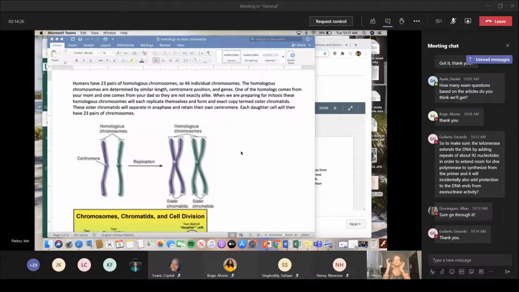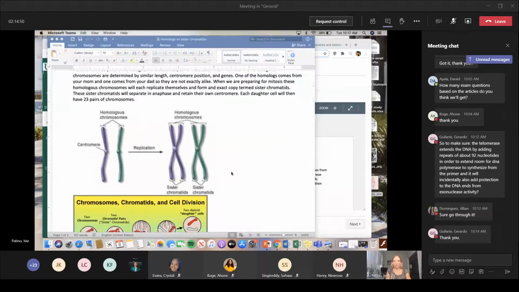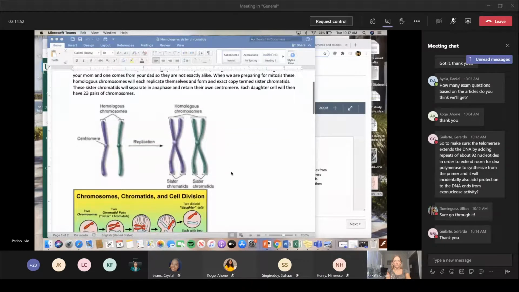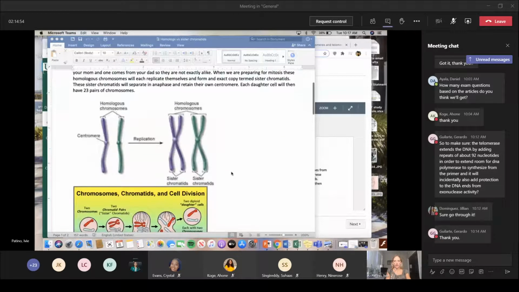So they're not exactly the same, but it's just like if, for example, I had a gene that determines eye color on this chromosome from my mom, then the homologous chromosome that I get from my dad will also have that gene that determines eye color. And that's why we group them together, because they're similar, but they're not exactly the same. So one of the homologs comes from your mom and one comes from your dad, so they're not exactly alike.